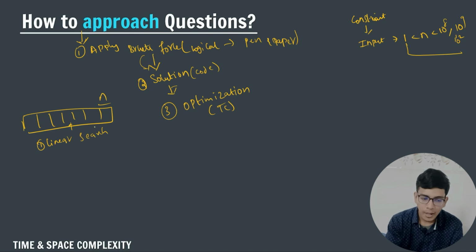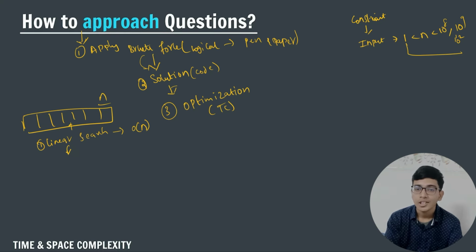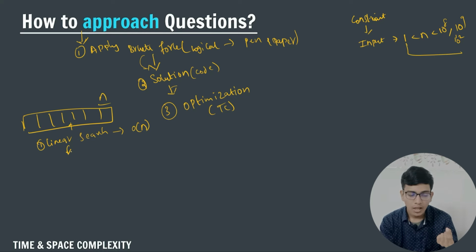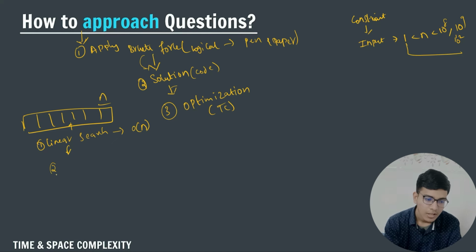After applying linear search, you will find out that the time complexity of linear search is big O of n, and it is not that efficient. So from this, you will start to optimize the code. You will start to think, what is the efficient way to do this particular question? By thinking about optimization, you will get into binary search. So binary search will give you big O of log n time. And after optimization, this code might run.